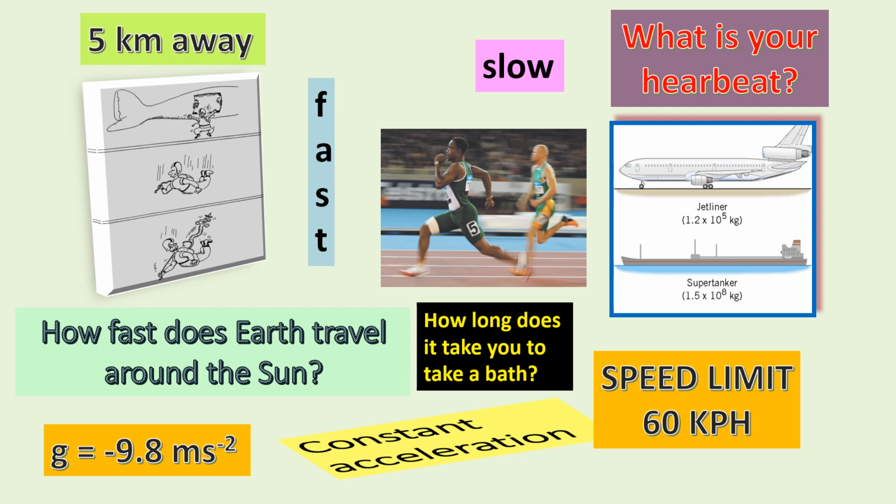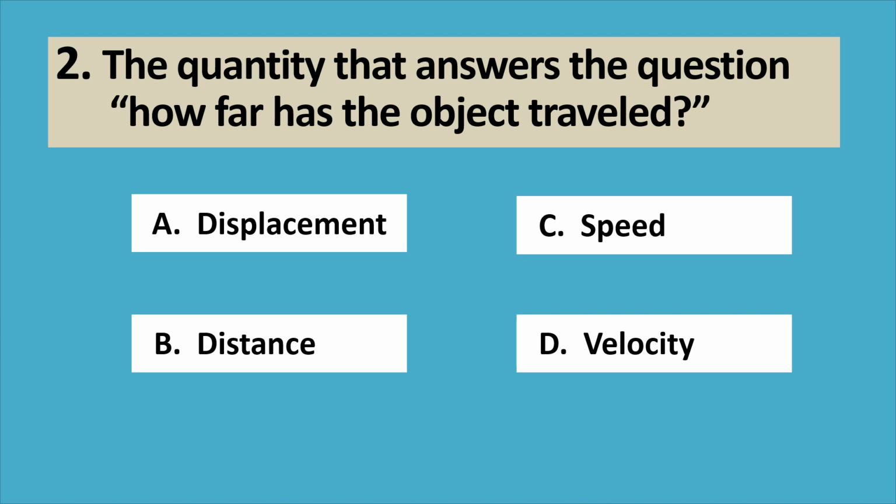Okay, now let's go to question number 2. The quantity that answers the question, how far has the object traveled? Is it letter A, displacement, letter B, distance, C, speed, or D, velocity? What do you think is the best answer? How far has the object traveled? Okay, the correct answer is letter B.